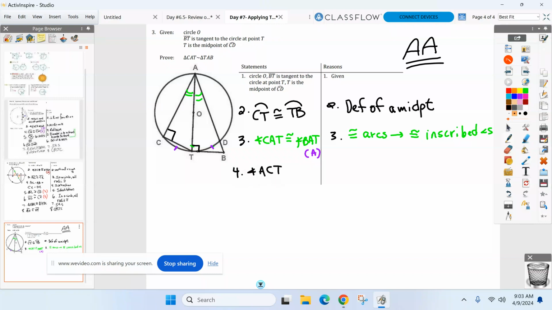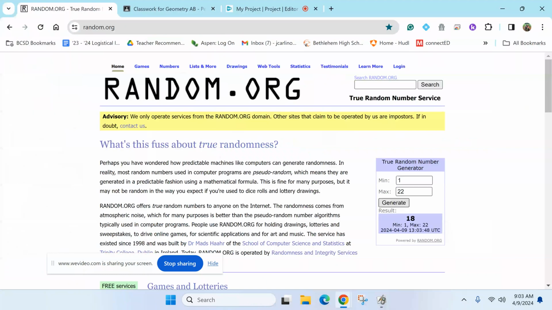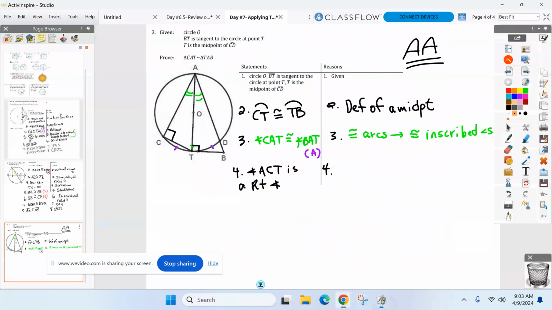Angle ACT is a right angle. Why is ACT, or how do we know to put a right angle symbol there? I'll help you along. If you don't know, that's fine. One of our big facts here that we're going to use, big facts. Lily, you know? Because the inscribed angle is with the diameter. Perfect, you got it. Inscribed angle drawn to a diameter is a right angle. Good job.